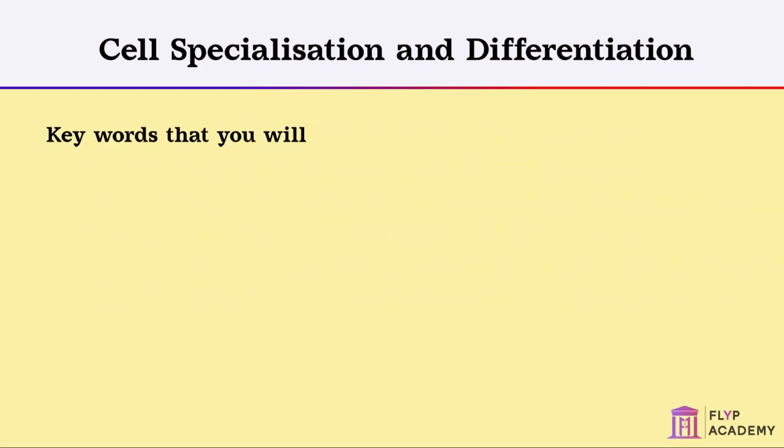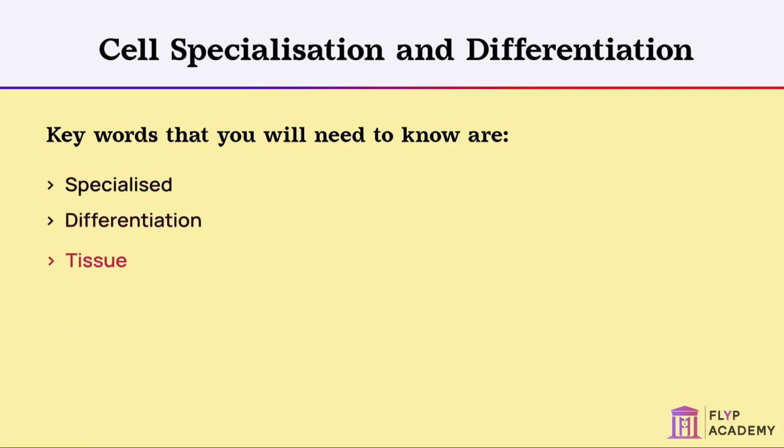Key words that you will need to know are specialised, differentiation, tissue, subcellular, xylem, phloem.